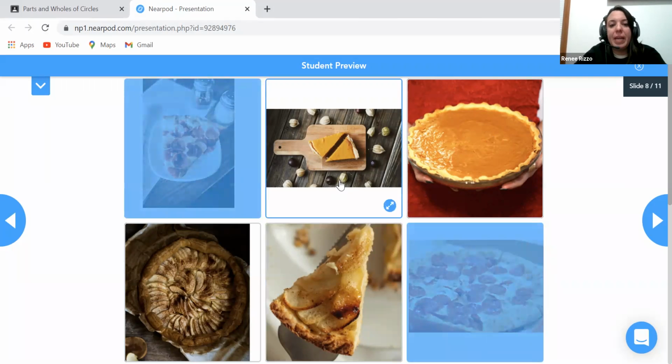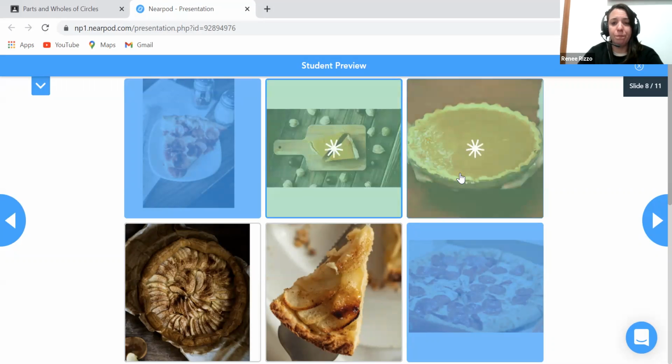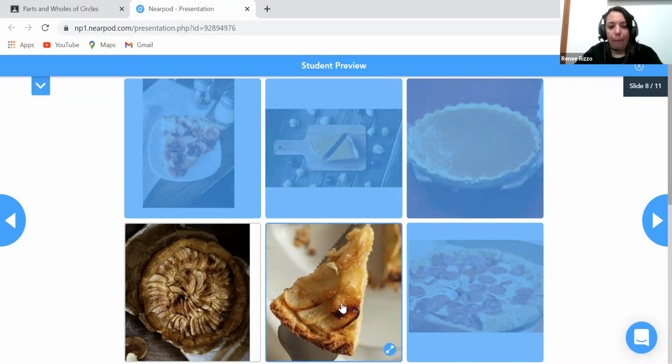Perfect. Now we have two slices of pumpkin pie, which is a part of a whole. So what whole do you think this comes from? A whole pumpkin pie or a whole apple pie, right? Well, pumpkin pie must come from pumpkin pie, right? Next, we have a slice of apple pie, which comes from a whole apple pie.